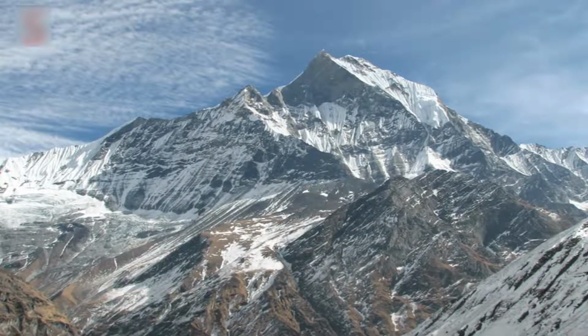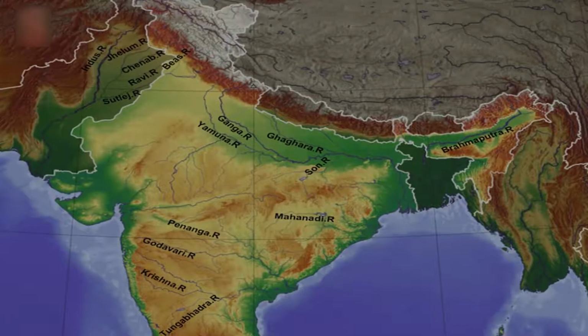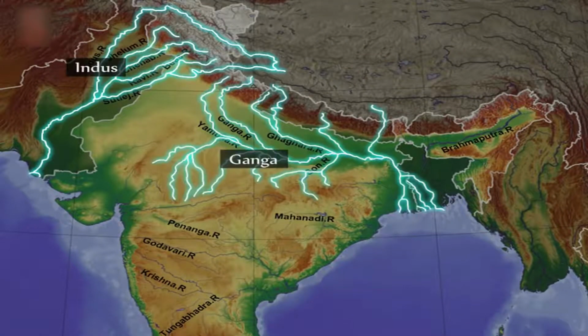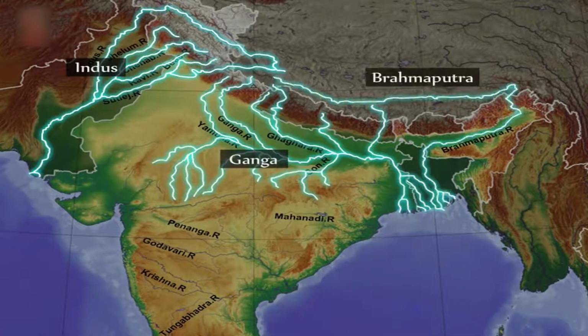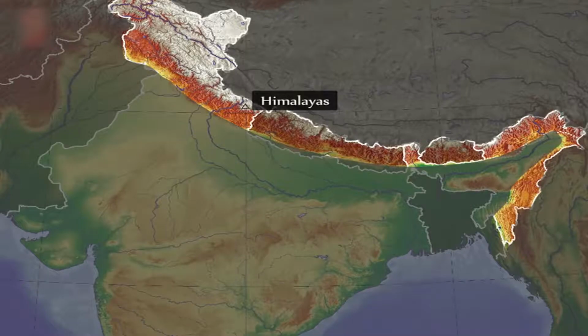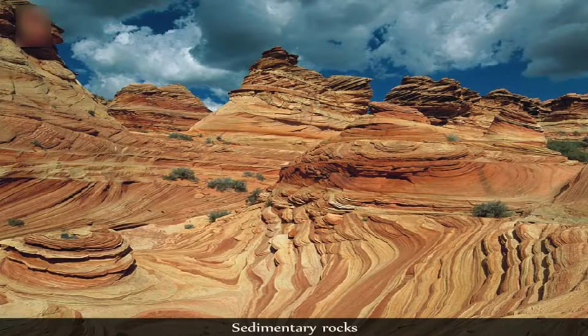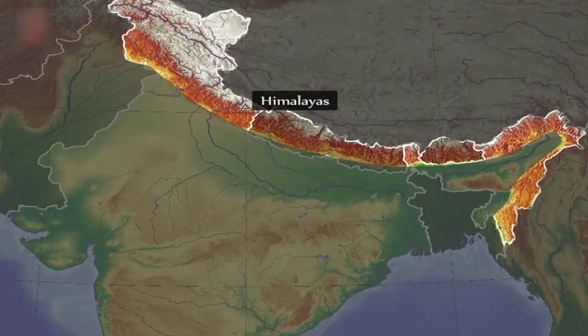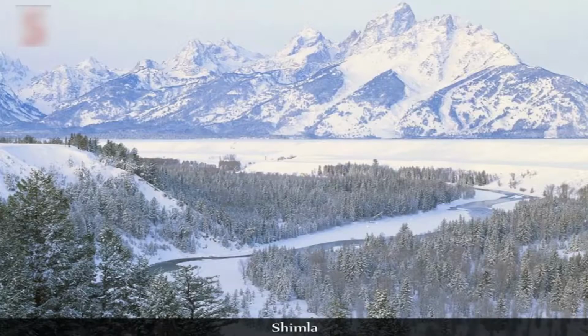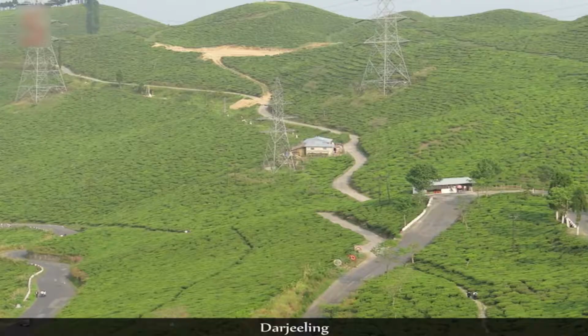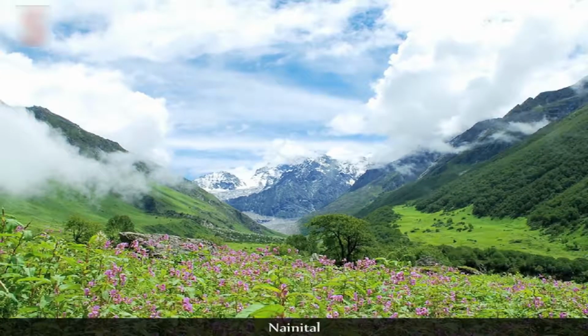3. A large number of famous rivers like the Indus, the Ganges and the Brahmaputra originate from the Himalayas. 4. The Himalayas are formed of sedimentary rocks. 5. Important hill stations like Shimla, Mussoorie, Darjeeling, Nainital are found on the Himalayas.